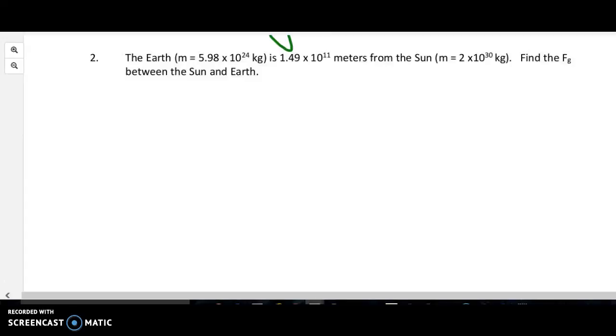All right, so what we're going to do today is the universal law of gravitation. We're going to work on problem 2 today, so I'm going to show you an example of how to do that. We're going to use the p-guess process that we always use. So the first thing that we have to do is identify the givens and the unknown.